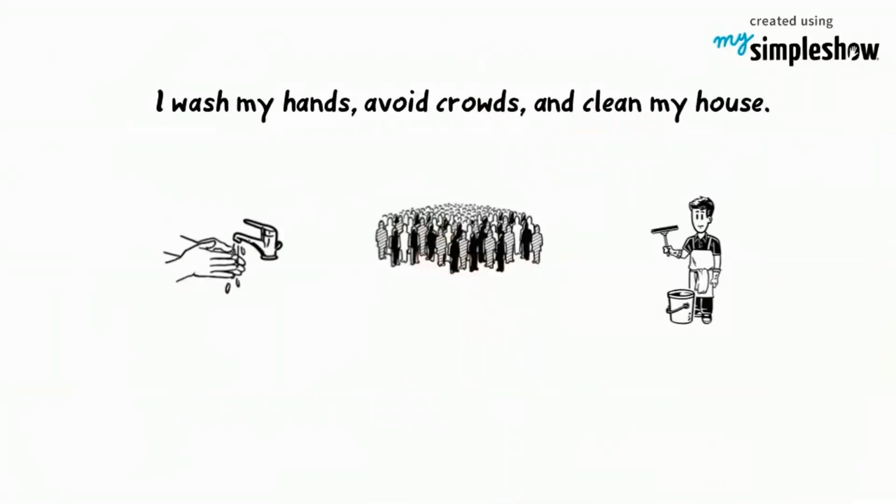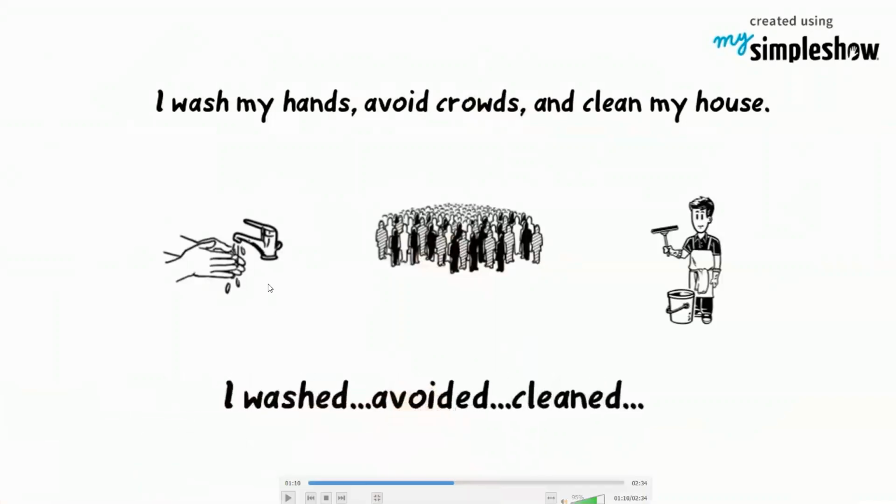So try and identify which words in here you'll have to change or add the suffix ed to so you can form new words. I wash my hands, avoid crowds, and clean my house. Okay, so done. If your answer is like this, I washed my hands, avoided crowds, and cleaned my house, then you are correct. As you know, these are your verbs: wash, avoid, and clean. So add ed and you've changed them into past tense.